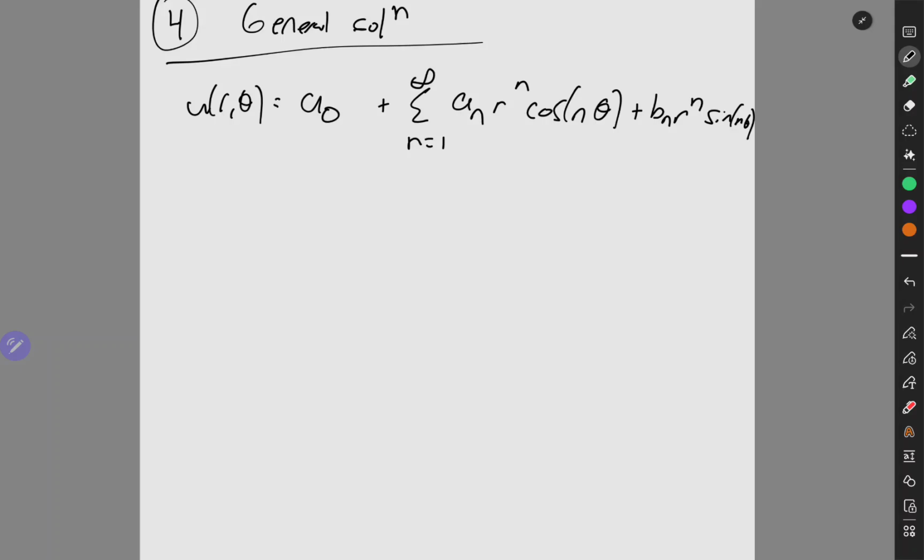So, which problem was it? I think it was the wave equation. We had a full Neumann problem. Yes.